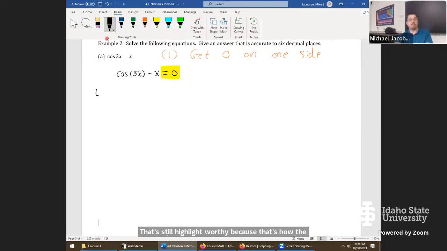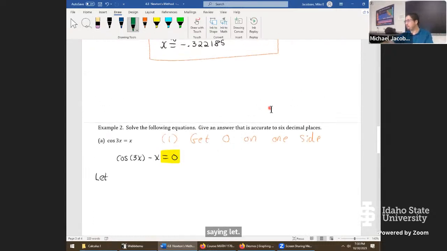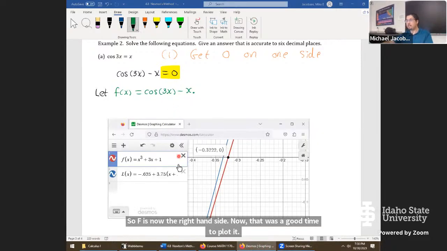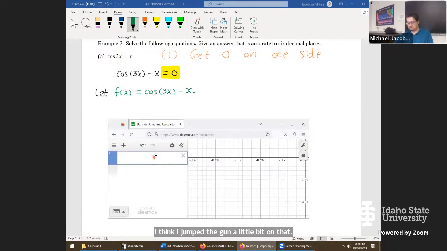Next, we can define our function by saying let f of x, let me maintain the same color coding from before, so green for f of x, be equal to cosine 3x minus x. So f is now the right-hand side. Now is a good time to plot it. I think I jumped the gun a little bit on that. Let's plot f of x is cosine 3x minus x.